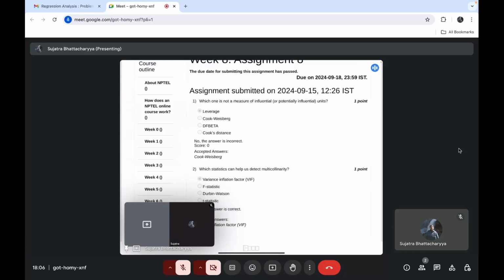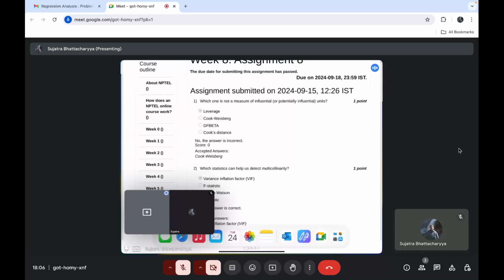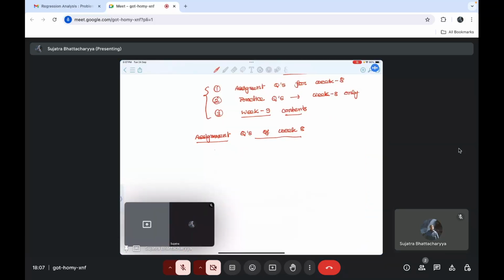Out of that, if you look at the first option, that is leverage. We know that a leverage point is that point where there is an unusual x coordinate. This we have discussed already. So of course, this is one of the units of potential influential observation. So we cannot neglect this.